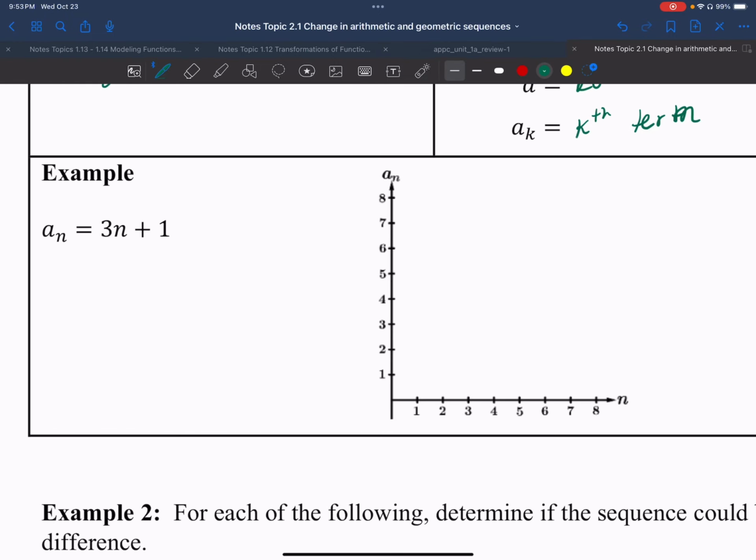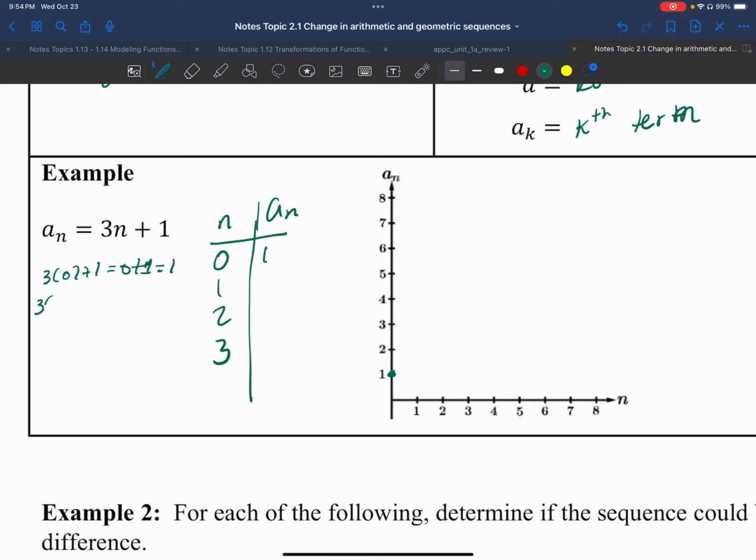They're asking us to create the graph for the sequence a sub n equals 3n plus 1. So what I'm going to do is create a table. I'm going to put my input, or n, on the left, and then a sub n on the right. After that, I'm going to plug in 0, 1, 2, and 3 as my input values, and then replace those into my equation to get my output values. So when I do 3 times 0 plus 1, I get 0 plus 1, which is equal to 1. So that will be my first point, 0, comma 1.